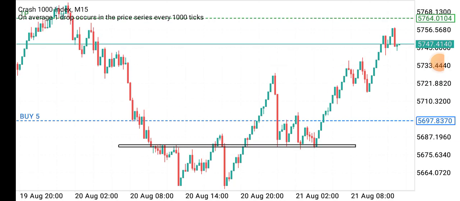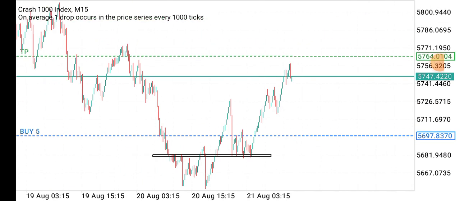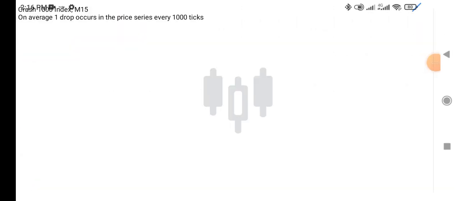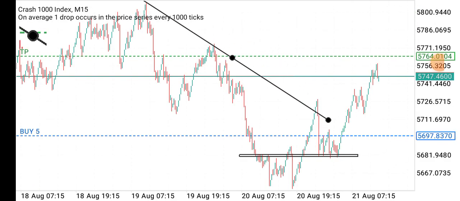Meanwhile, if we zoom out a bit, we will notice that there was a pattern that the market formed, and this pattern indicates the market is actually going to buy. The market is going to buy, guys.